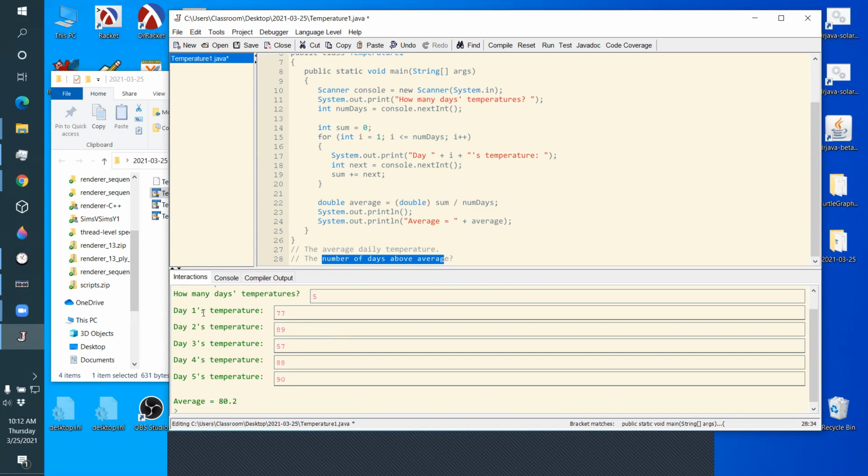Let me put it this way. Day 1, I get the number 77. Is that above average? No. How do you know? Because 77 is less than 80.2. But where did 80.2 come from?